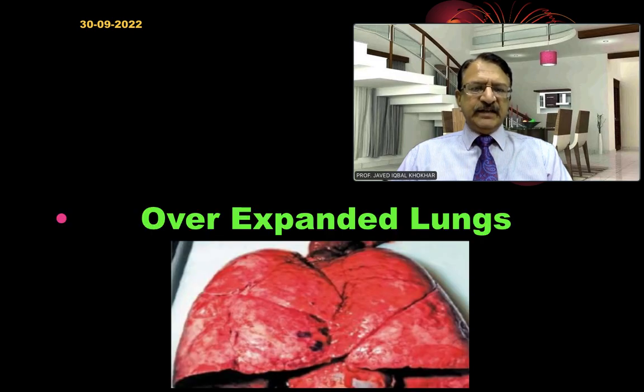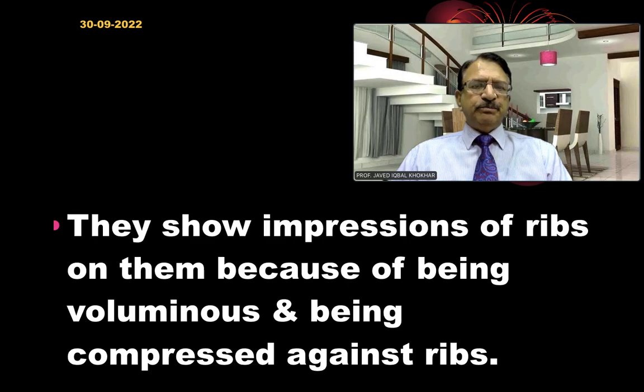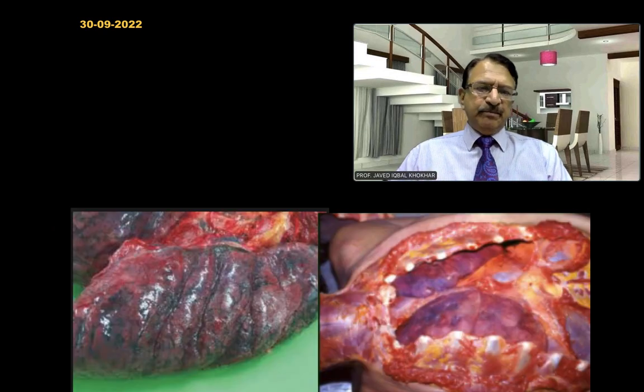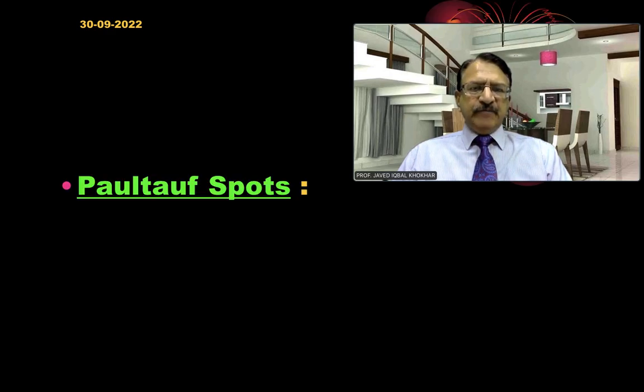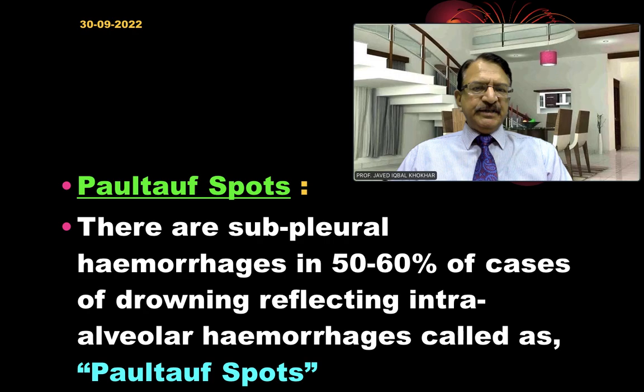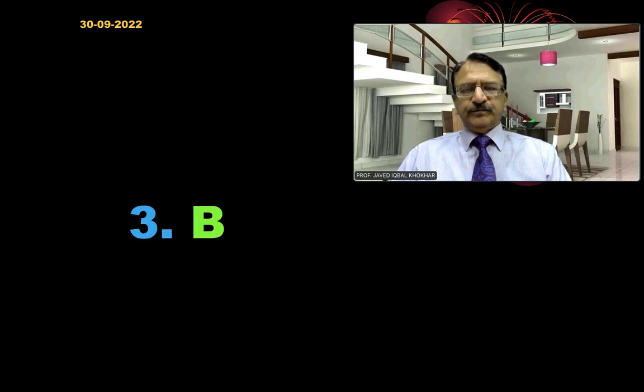Overexpanded lungs, you can see like this. They show impressions of the ribs on them because of being voluminous and being compressed against the internal surface of the ribs. So you can see the rib markings on the lungs. Then this is an important sign, the Paltauf spots. These are basically subpleural hemorrhages, and in 50 to 60% of cases of drowning, they reflect the intra-alveolar hemorrhages, and they are called Paltauf spots.